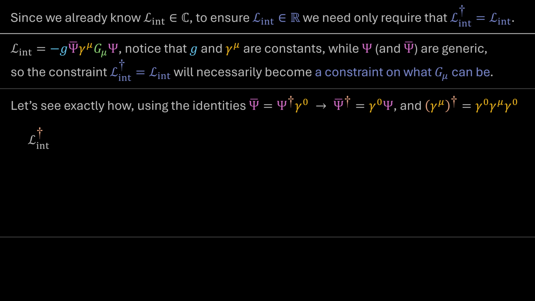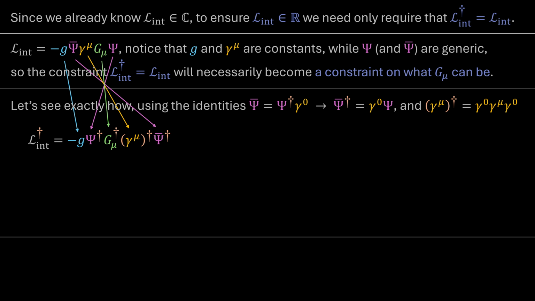Okay, so we're requiring that L dagger equals L in order to ensure that L is a real number. So if we evaluate the transpose conjugate of our interaction term, a negative g is a real scalar, so that simply comes down. For everything else, we can go ahead and switch the order around and take the transpose conjugate. The psi bar on the left becomes a psi bar dagger on the right. Gamma mu becomes gamma mu dagger. G mu becomes G mu dagger. And psi becomes psi dagger.